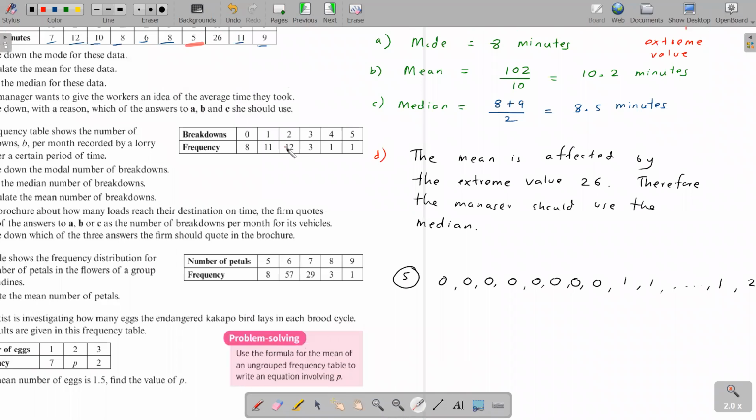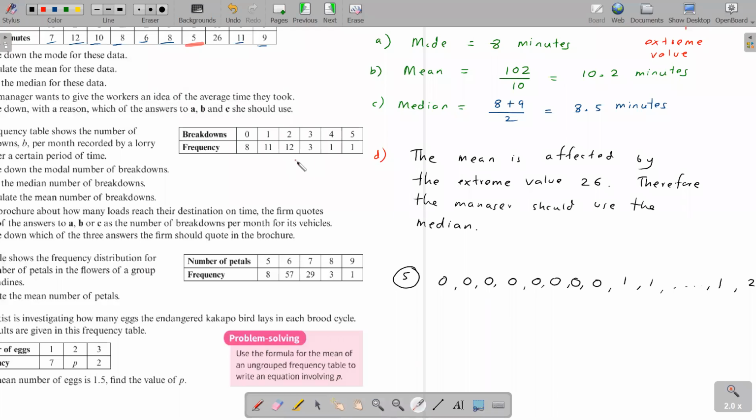So you can see here, it depends on the highest frequency. The frequency tells you how many times that certain value is repeated. So you can see your highest frequency is 12, which means the number 2 breakdowns, you repeat 2 12 times. So which means what is the mode? Is it 2 or 12?